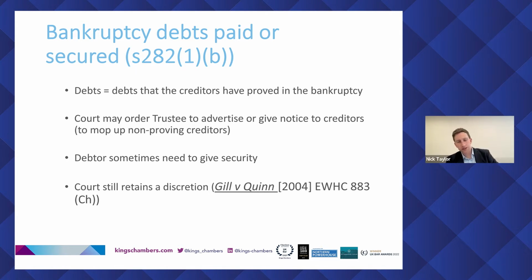There are other considerations here. For example, if a creditor can't be traced, then the debtor may have to provide security, for example, payments into court to satisfy any debt which might subsequently be proved.